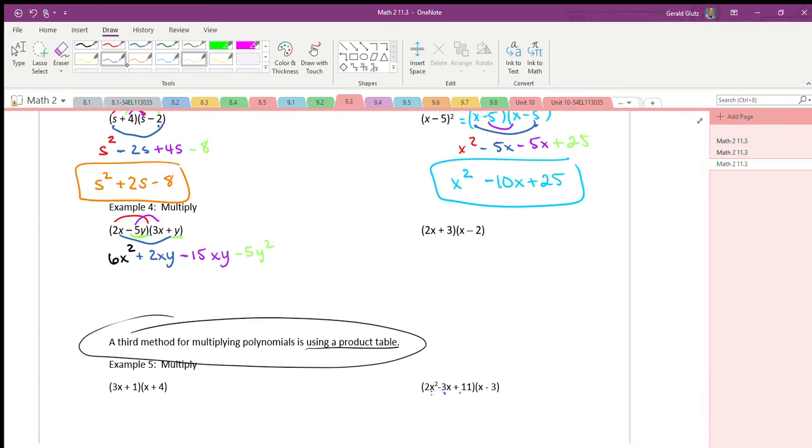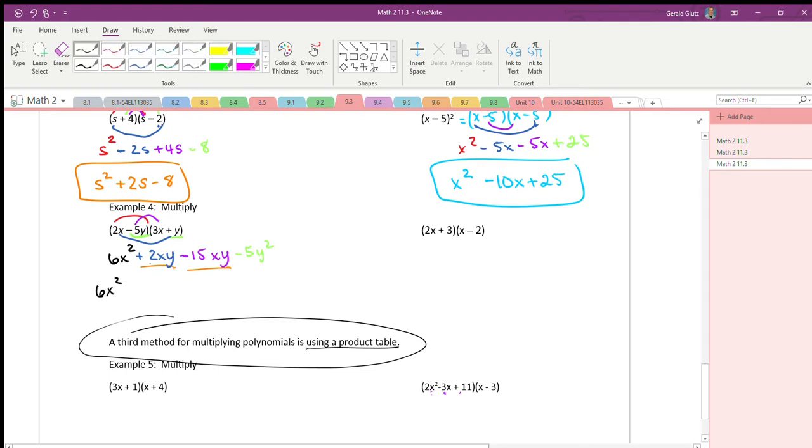So we see some like terms right here and right here. So we're going to combine those and then we'll be done. So 6x squared, 2xy minus 15xy. That's 2 minus 15 is negative 13. So negative 13xy minus 5y squared.